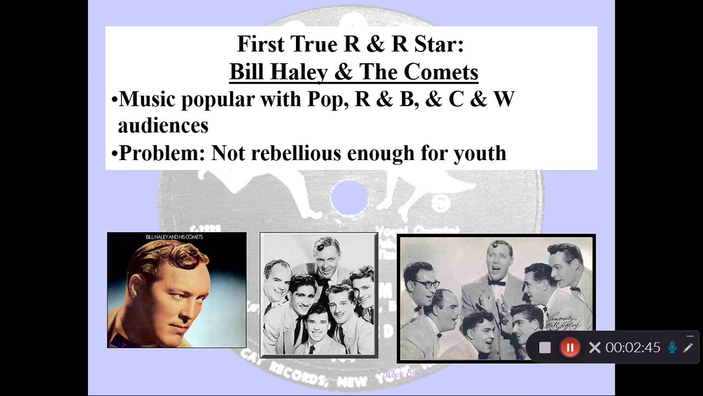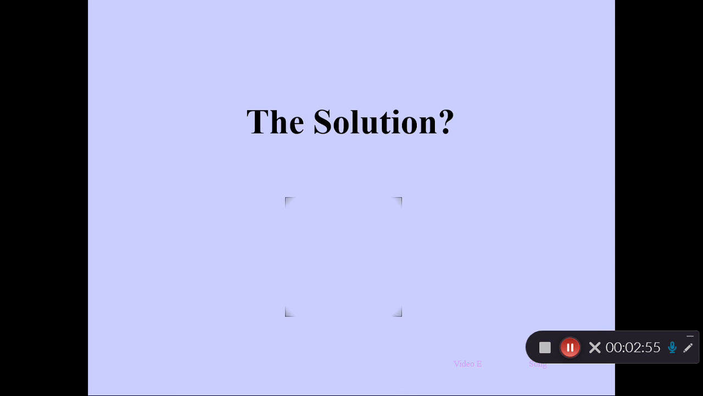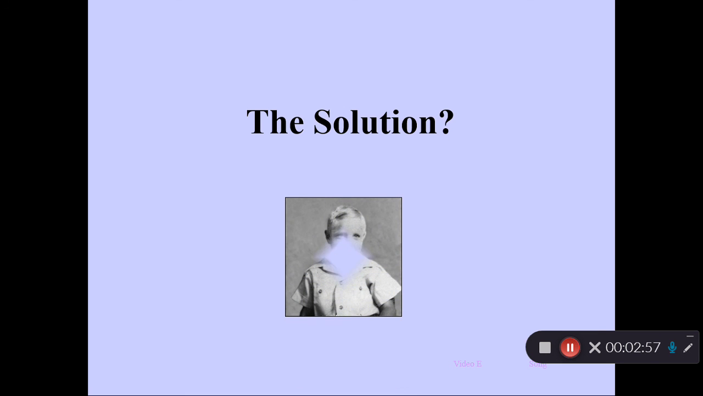But there was a problem. Bill Haley just wasn't rebellious enough. He was older and he just didn't have that rebellious appeal that someone like James Dean did. So, the solution to this problem was this very handsome young man from Tupelo, Mississippi. And in case you don't know who this is, it is Elvis Presley.